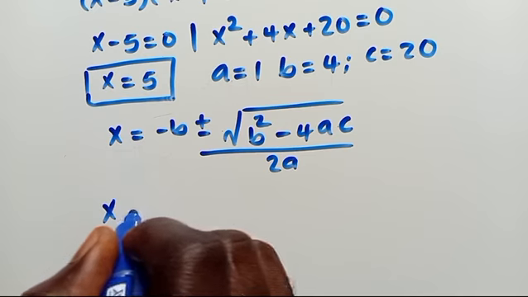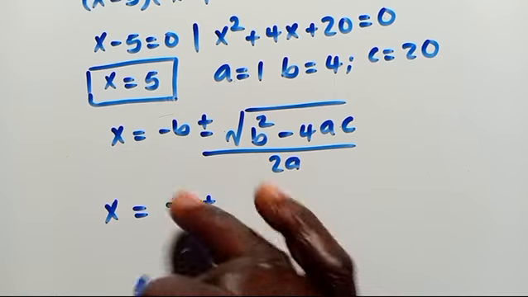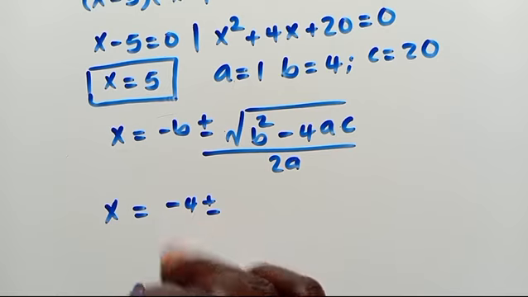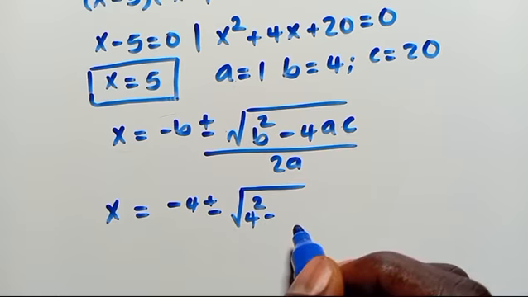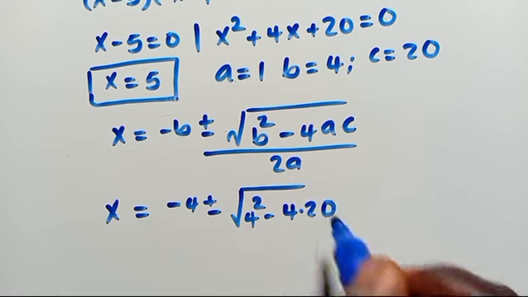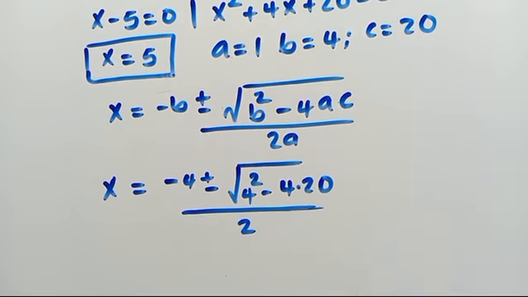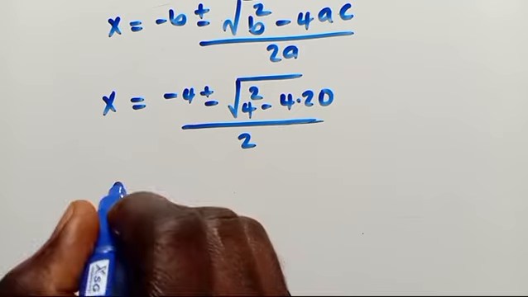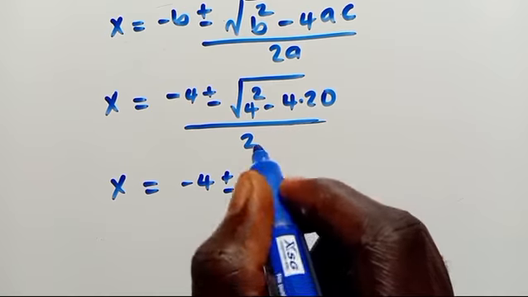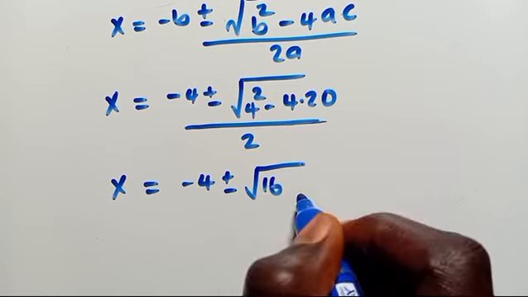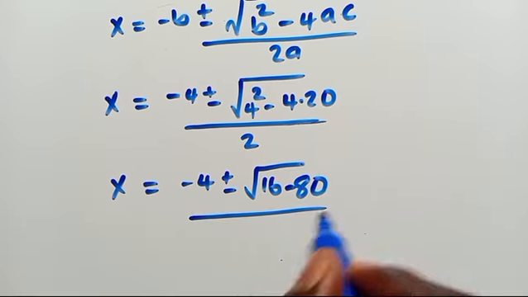We have x here will be minus 4, positive or negative, root of 4 squared minus 4 times a, which is 1, then times 20, over 2. So we have x equals minus 4, positive or negative, here will be 16, here will be minus 80, over 2.